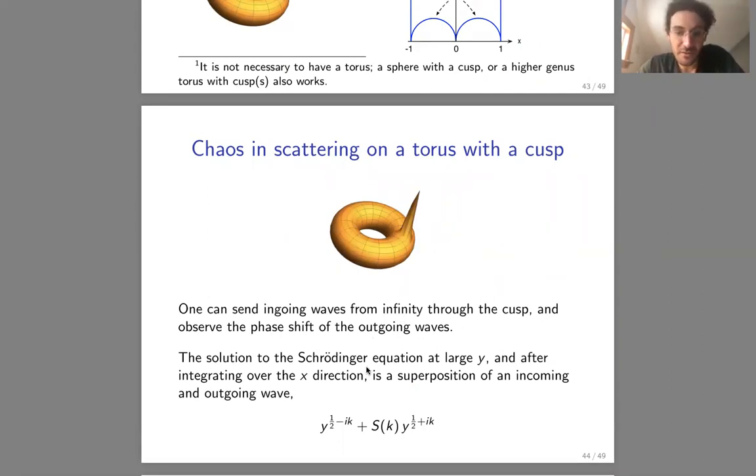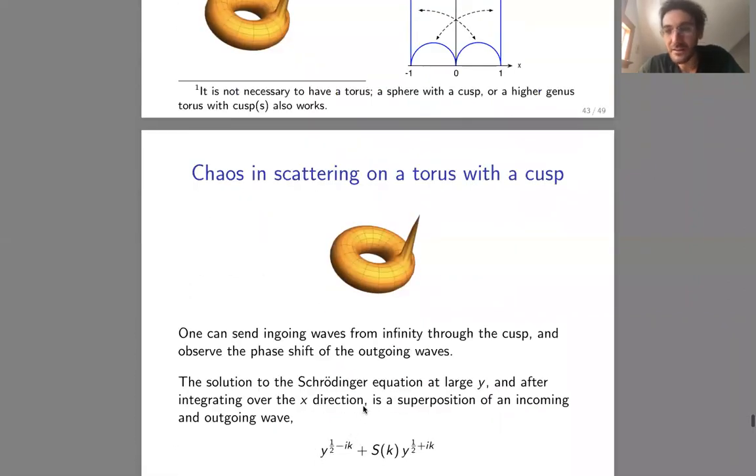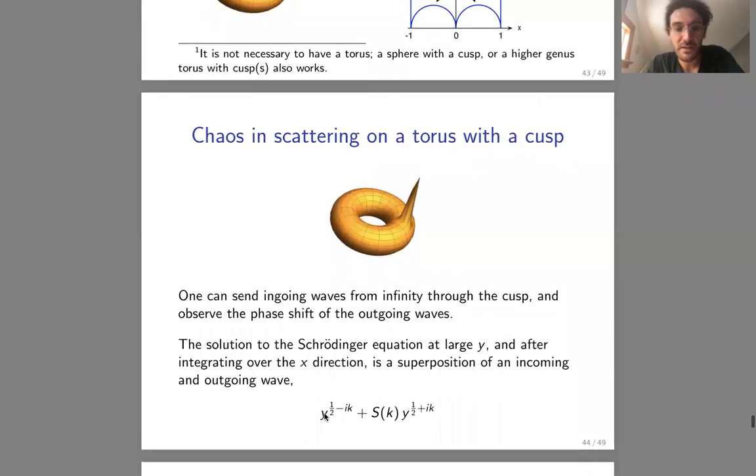We do this by solving the Schrodinger equation at large y, which is out here. After integrating over x, what we get is a superposition of an incoming and outgoing wave: y to the 1/2 minus ik, where k is the momentum. It's written this way because we have hyperbolic space. The reason it doesn't look like e to the ikz, as you're used to, is that z is log y. This is the ingoing wave, and then there's an outgoing wave, which is the complex conjugate, and then there's a phase shift, which is the S matrix, S of k. So the question is, what is the S matrix?